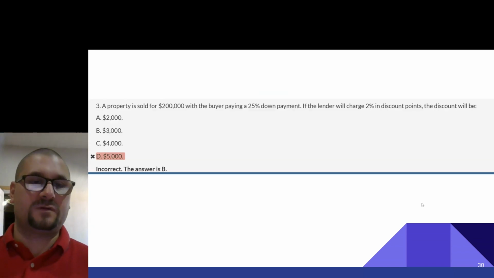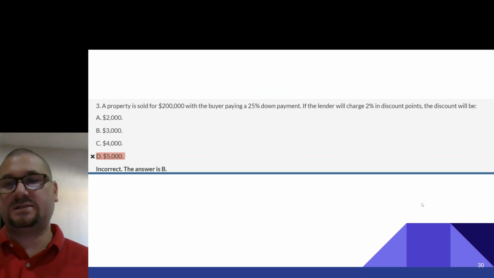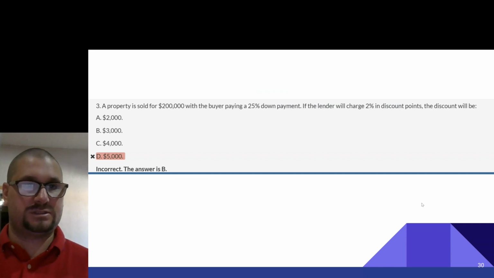All right, property sold for $200,000 with the buyer paying a 25% down payment. The lender will charge 2% in discount points. The discount will be $3,000.